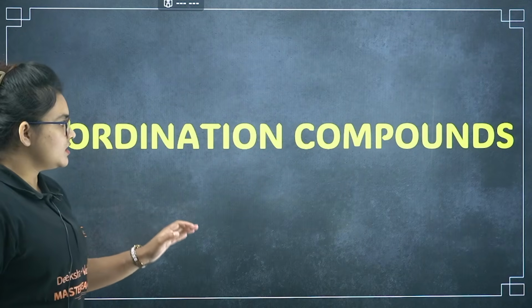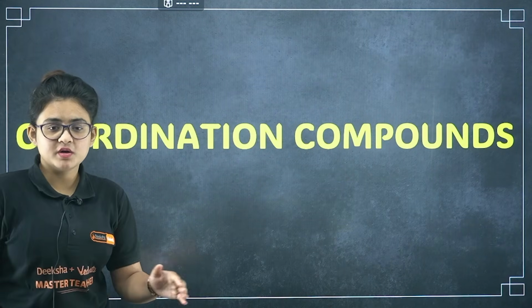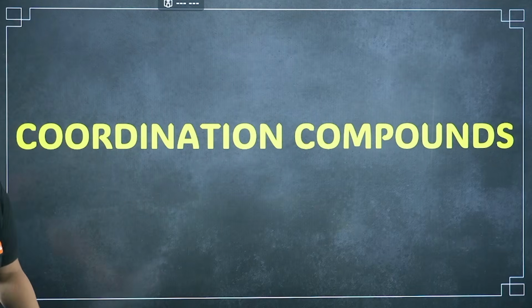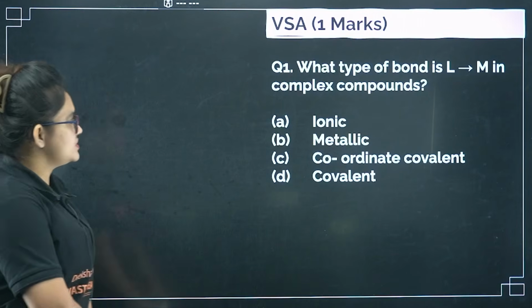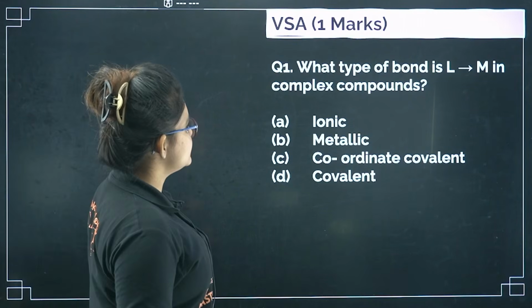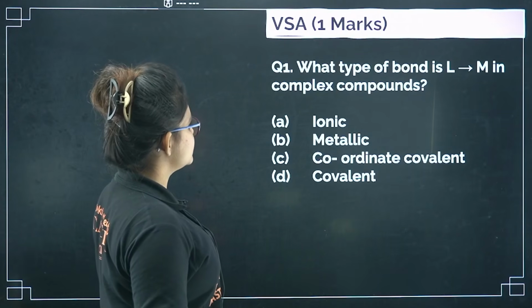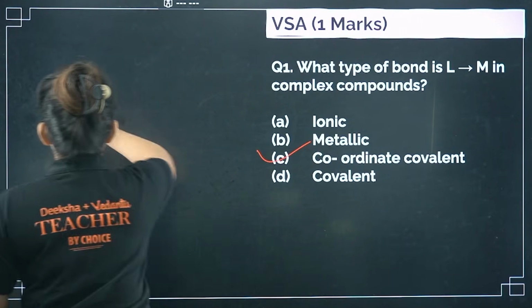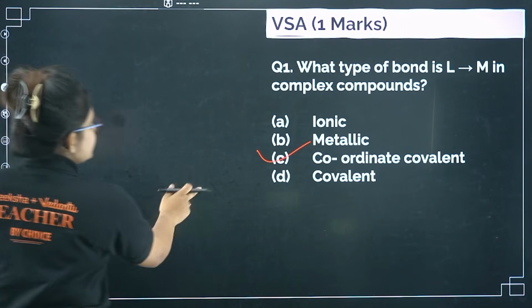So here we are ending the d and f block elements and entering into coordination compounds. Yes, let's proceed. Here comes the first question: what type of bond is L to M in a coordination complex compound? That is a coordinate covalent type of bond. Let's proceed.